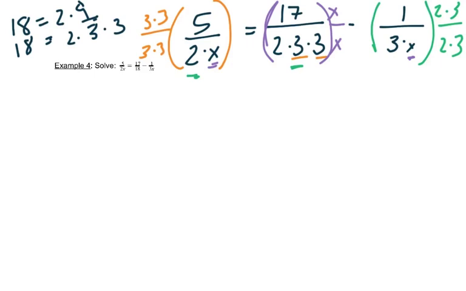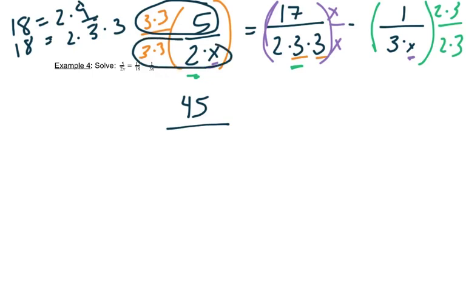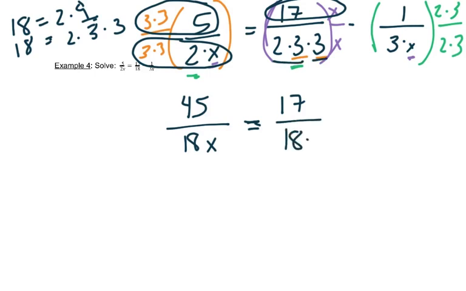So now let's do some simplifying. Here we have 3 times 3, which is 9, times 5, which is 45. On the bottom we have 3 times 3, which is 9, times 2, which is 18x equals. Here on the top we get 17x. And then 2 times 3 is 6, times 3 is 18, so 18x again on the bottom. And here I have 1 times 2 times 3, which is 6. And 3 times 2 times 3, which is 18x again.